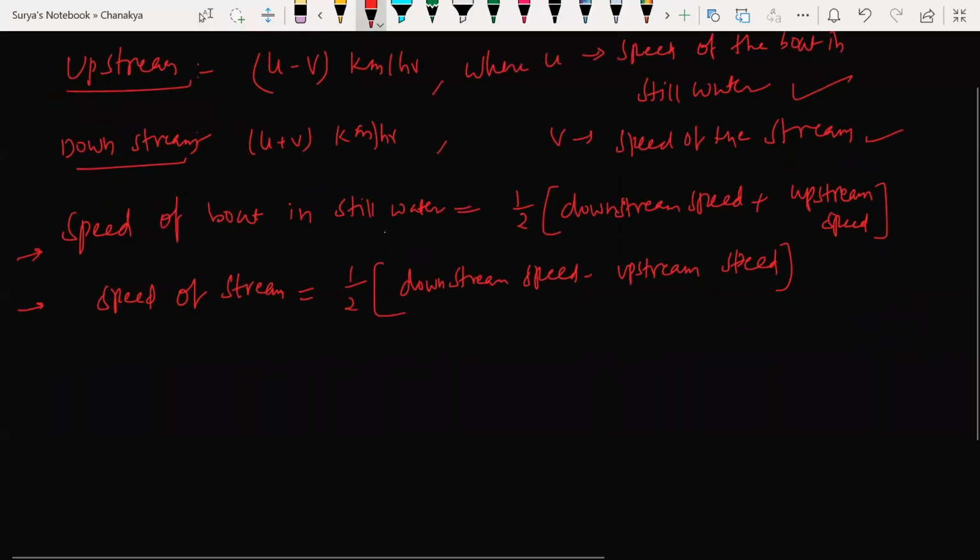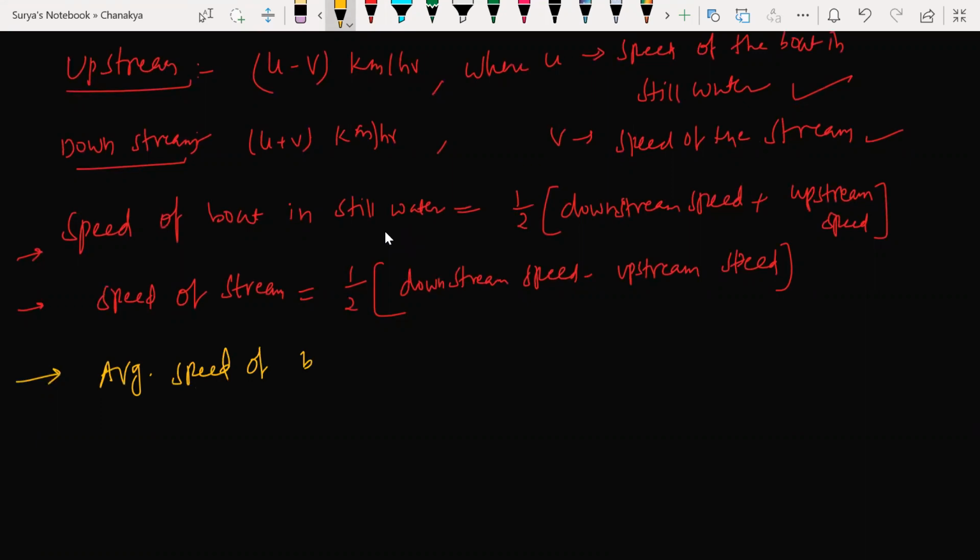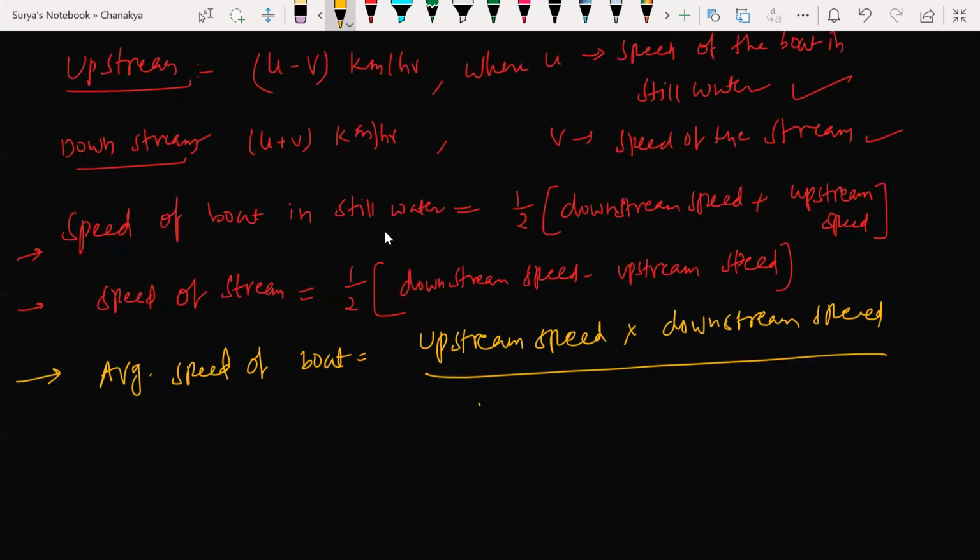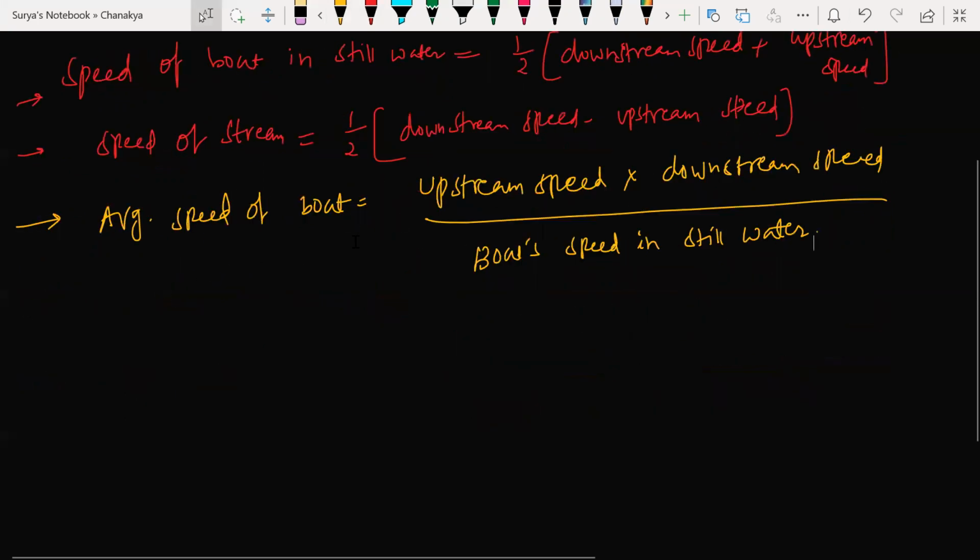Now, what is the average speed of the boat? Average speed of the boat, basically you have to just do upstream speed into downstream speed. Guys, all these formulas you might have learned from your book. Just revision. Upstream, downstream speed divided by boat speed in still water. Am I correct? Yes. Now, guys, basically, look at this here.